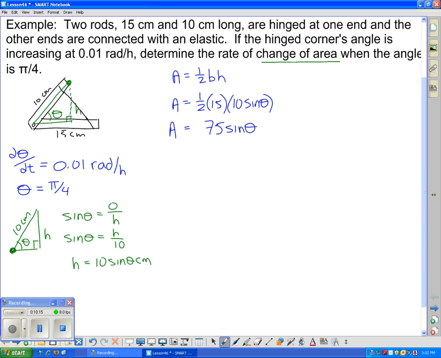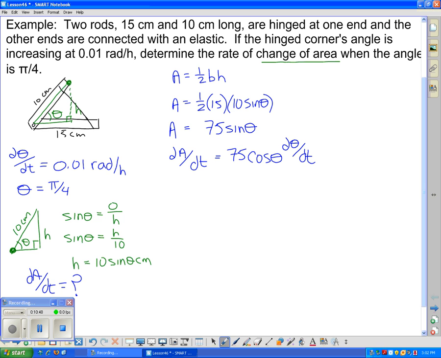We want to know the area when theta is equal to pi by 4, and we're trying to find the rate of change of area. So we are looking for dA by dt, the rate of change. That's really the unknown, and we can add that down here. That's what we're looking for, and that's equal to 75, and the derivative of sine is cos theta. And remember, theta is a variable, so times d theta by dt.